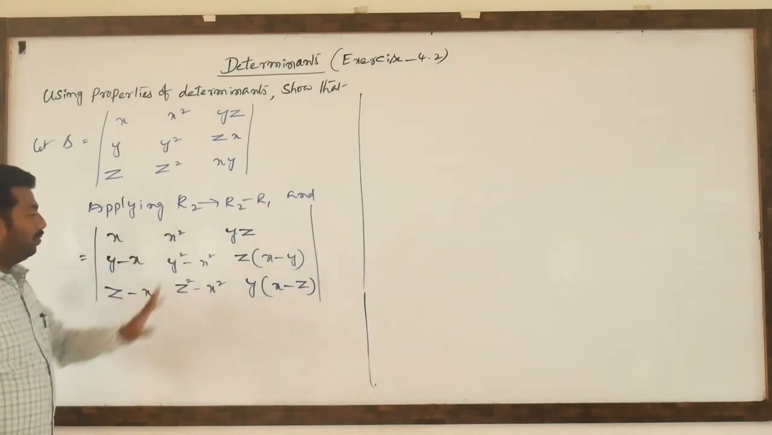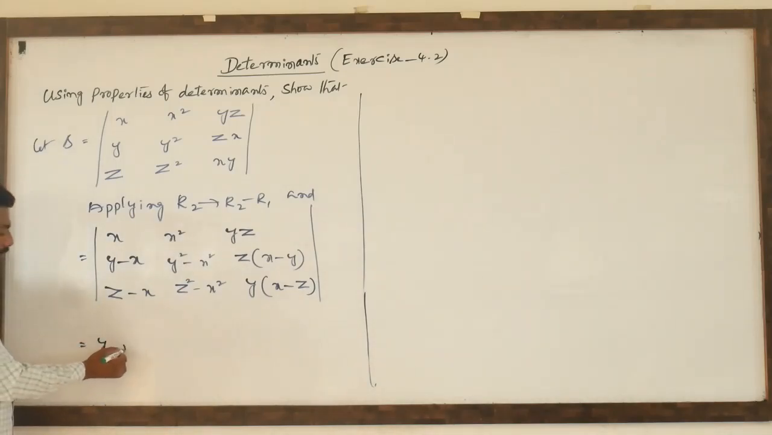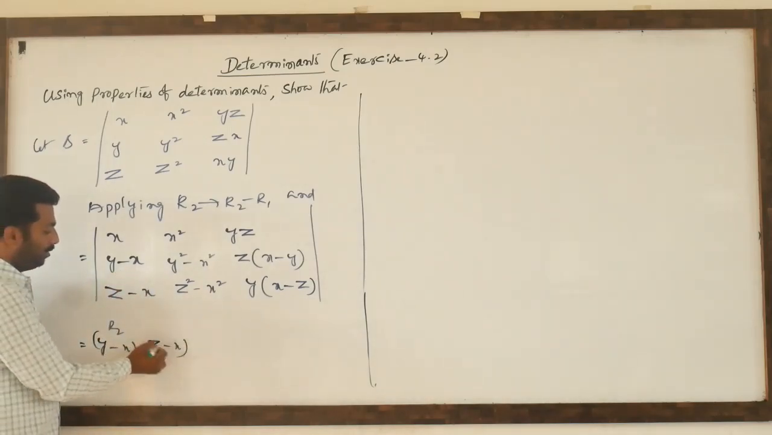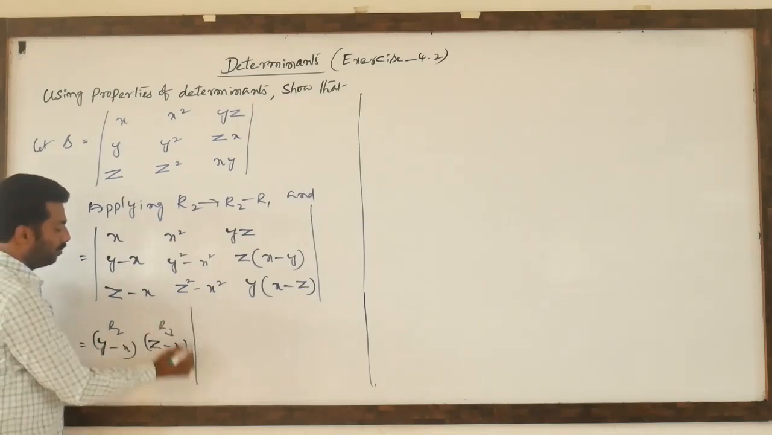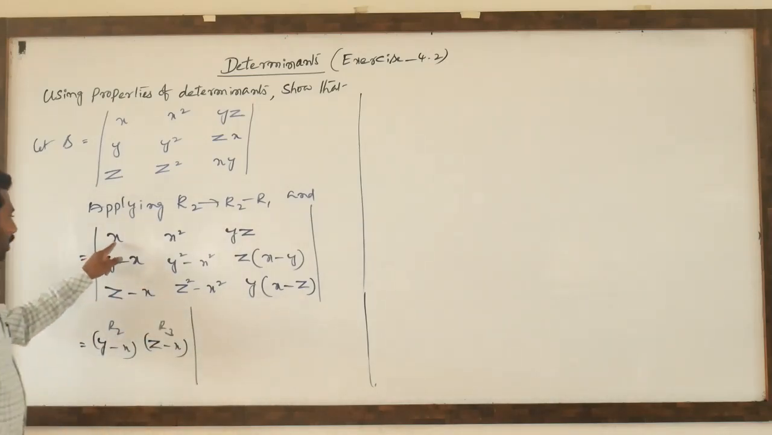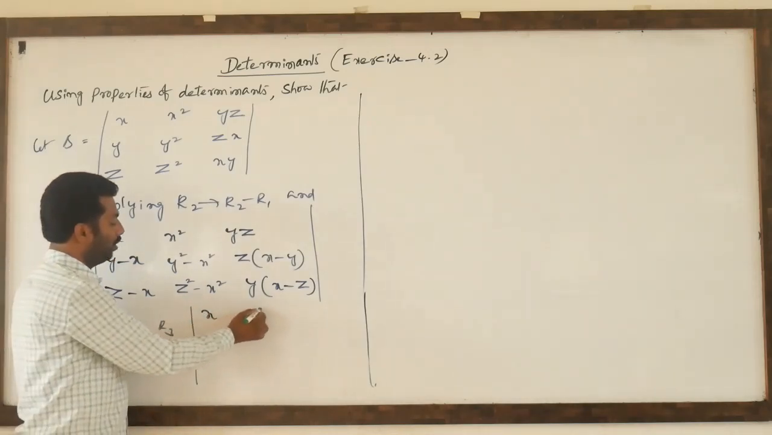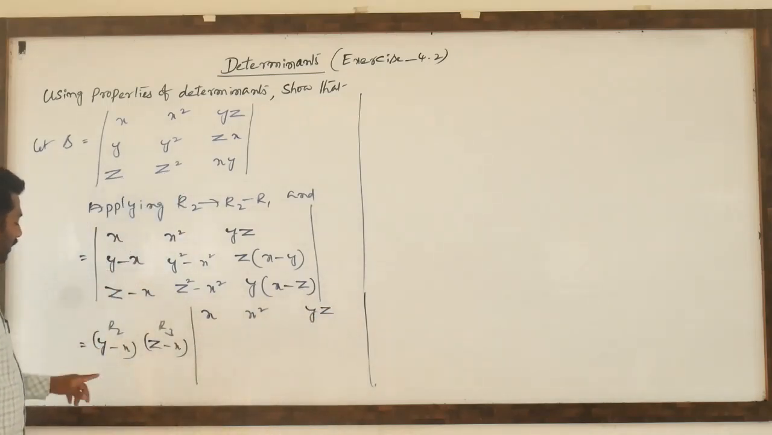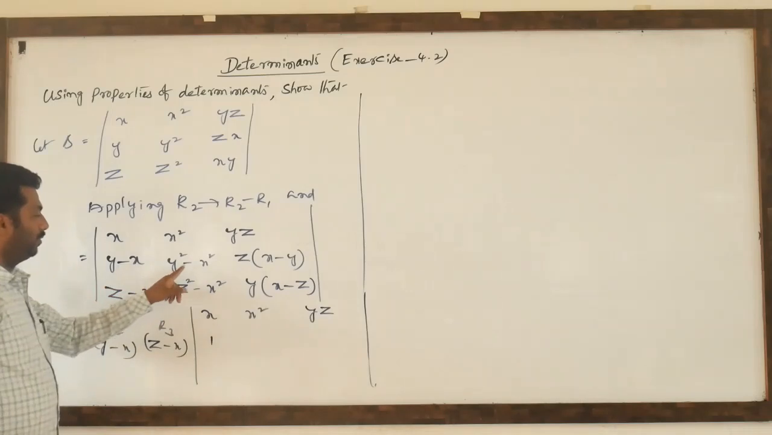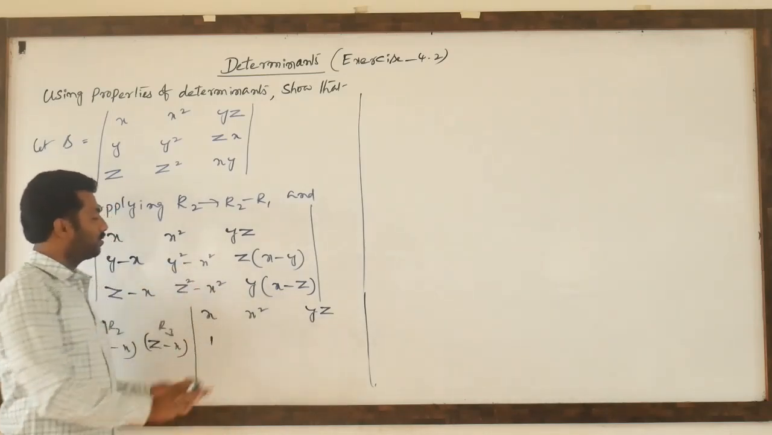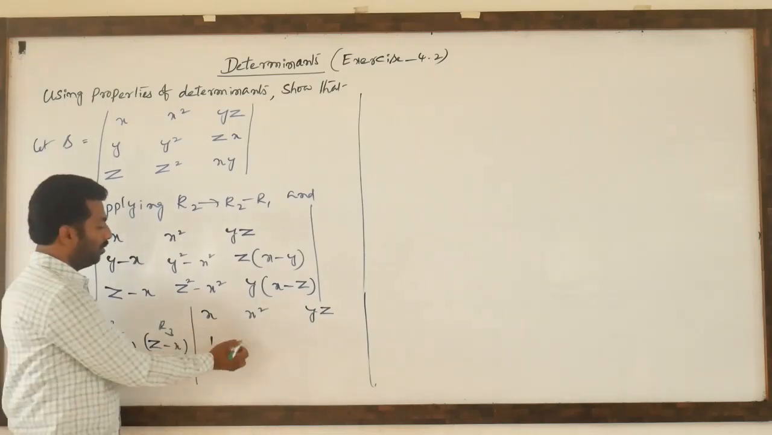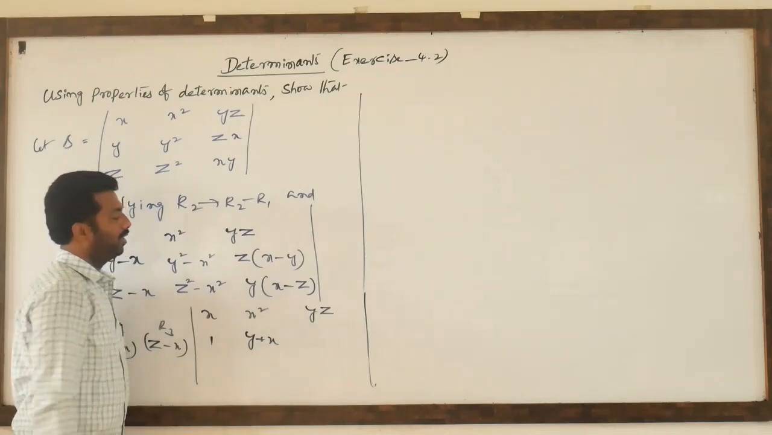So from this you observe, from the second row we take y minus x common, and from the third row, z minus x. Remaining elements you observe. No changes in first row, x square, yz. Y minus x, if I take common means 1. This is y square minus x square means y minus x into y plus x. Already y minus x we took common, so remaining what we left means y plus x.